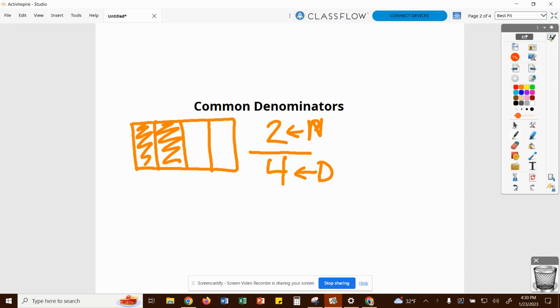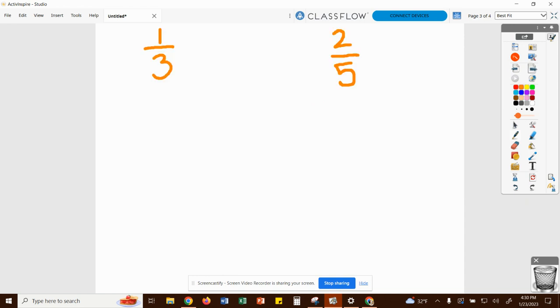Let's go ahead and get started. So common denominators talk about having common, like something they share. So denominators that they have and share, and that are the same. Right now, 1/3 and 2/5 do not have the same denominator. 3 and 5 are not the same. So I have to create common denominators. And to do that, I'm going to use multiples. I'm going to skip count by my denominators to see if and when I hit numbers that match.